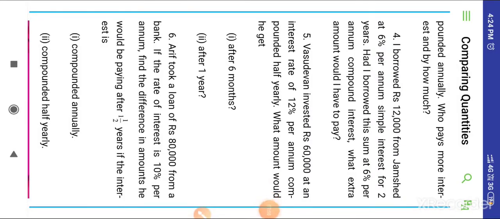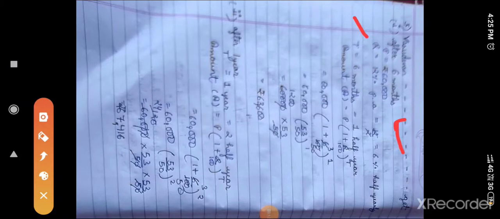Now the fifth question is: Vasudevan invested rupees 60,000 at an interest rate of 12% per annum compounded half yearly. What amount would he get after 6 months, after 1 year? It is clear from the question that principal is rupees 60,000, rate is 12% per annum. For calculating compound interest half yearly, we have to divide the rate by 2, so the rate is 6% for a half year, and time is 6 months, meaning 1 half year.